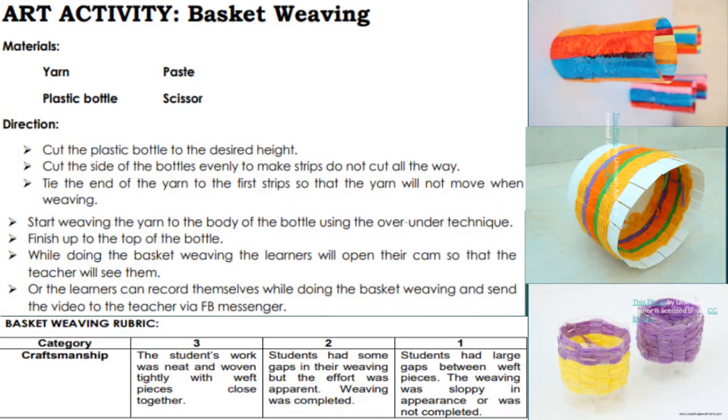Materials: basket weaving materials, yarn, paste, plastic bottle, scissors. Direction: Cut the plastic bottle to the desired height. Cut the side of the bottle evenly to make strips. Do not cut all the way. Tie the end of the yarn to the first strip so that the yarn will not move when weaving. Start weaving the yarn around the body of the bottle using the over-under technique. Finish up to the top of the bottle.